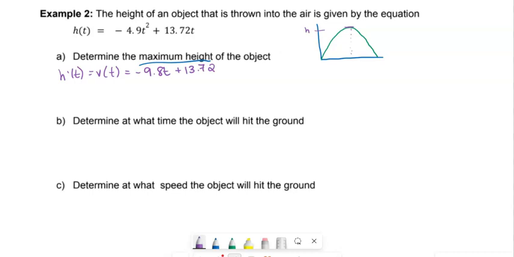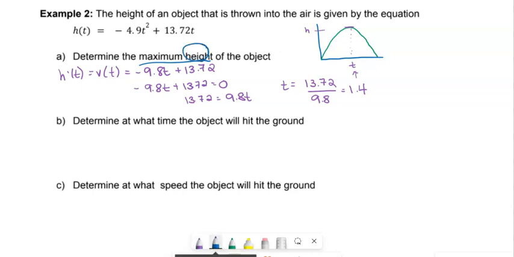So when the velocity is 0, I want to know when that is. So what is this t value here? I'm going to set this equal to 0 and rearrange to solve for t. 13.72 divided by 9.8 is 1.4. And so now I know that that's the time of when the velocity is 0, which means the object has changed directions.